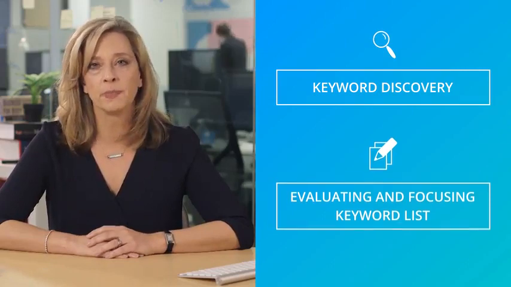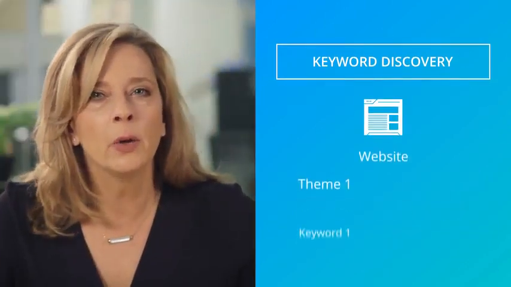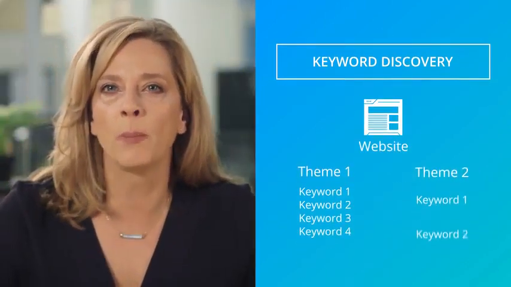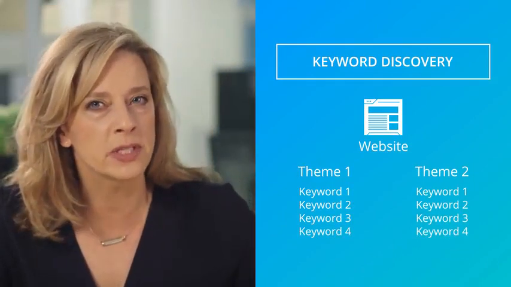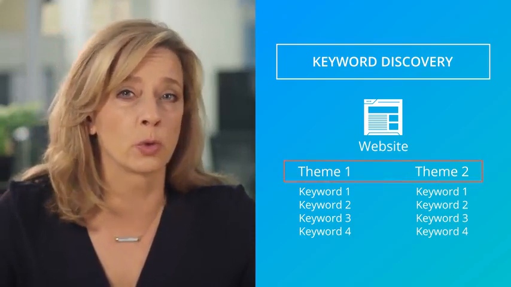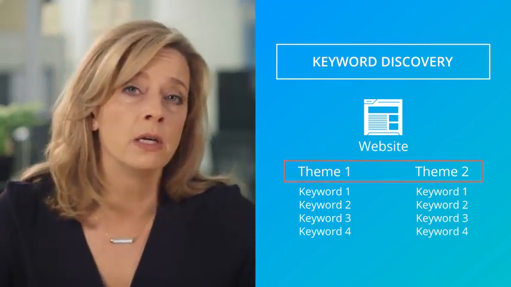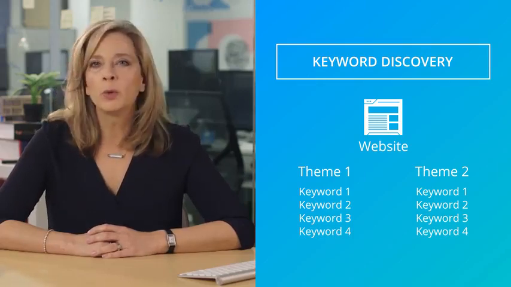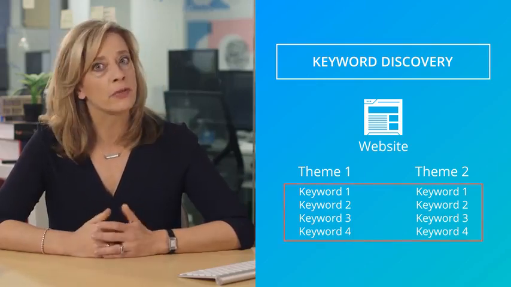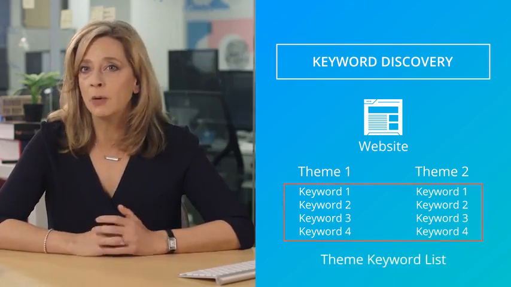Let's get started. To begin keyword discovery, we will start by identifying key topics for which you would like to optimize your content. Depending on the size of your site, you may have several themes, or just a few, or even just one. Once you're settled on a direction you want to take, you will brainstorm a list of relevant keywords that fit that theme. We'll call this the theme keyword list.